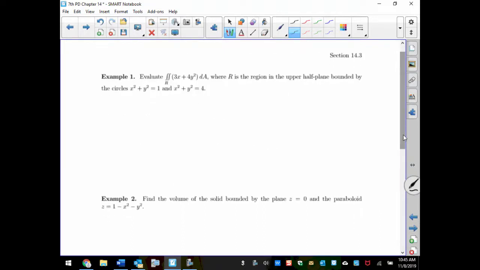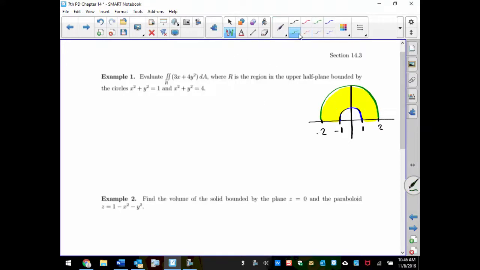They give me a double integral of the function 3x plus 4y squared, and they say it's over the region of the upper half plane bounded by these two circles. So for the upper half plane, let's sketch the region. Two circles of radius 1 and 2. Here's -1, -2, here's the first circle, here's the second circle. We have the upper half plane, so we are looking at just this chunk, and we want to integrate this function over that chunk.